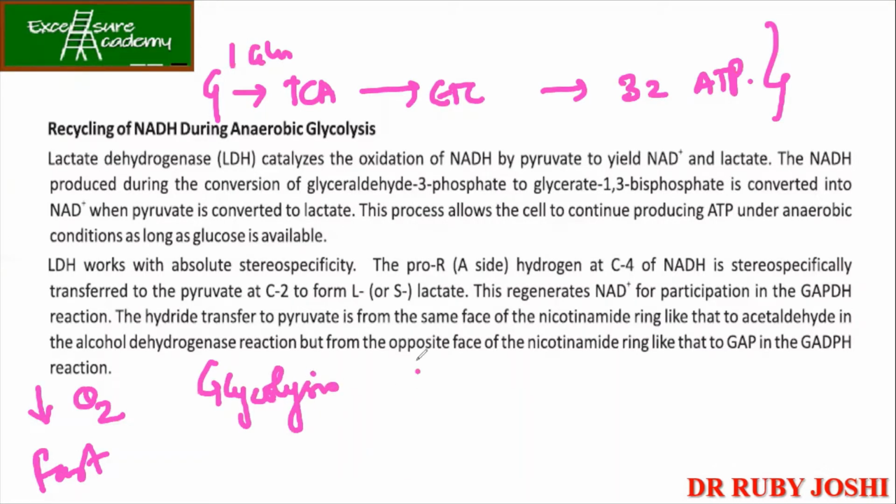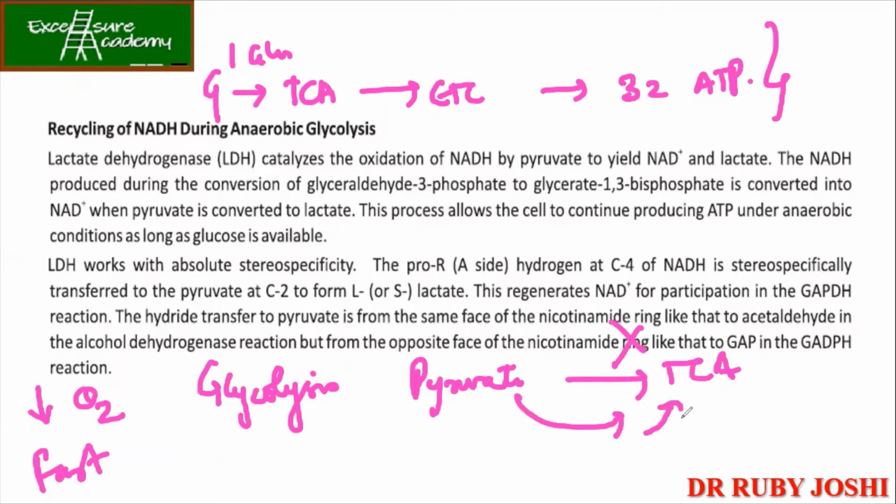Okay, so the pyruvate that is formed does not enter the TCA cycle. Pyruvate forms acetyl CoA, and then it will enter the TCA cycle. So this is not happening. Instead of that, pyruvate is forming lactate. Now this results in the formation of NAD plus.